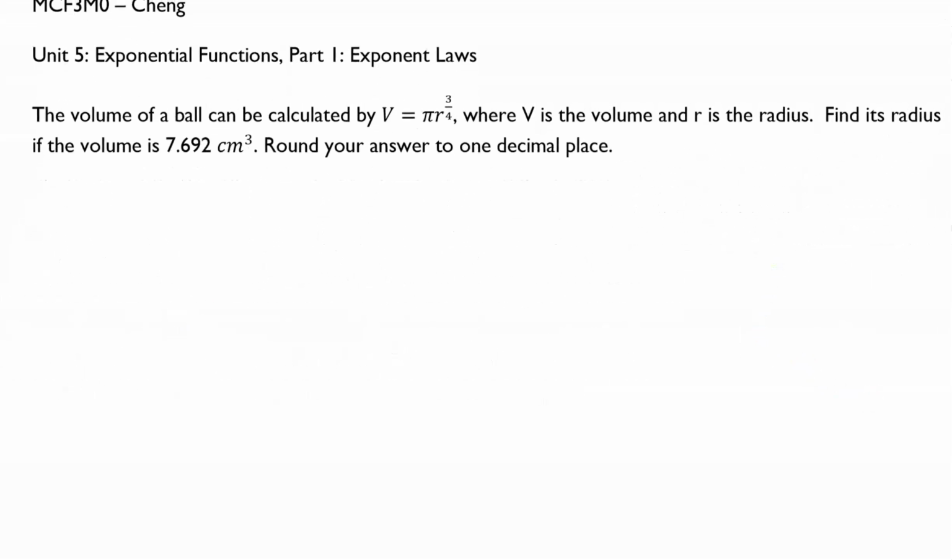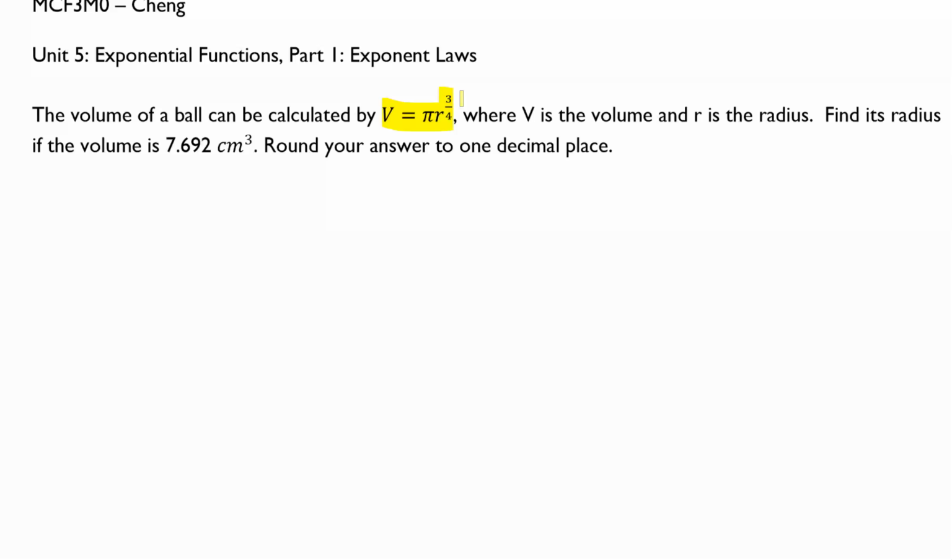All right. The volume of a ball can be calculated by V = πr^(3/4), where V is the volume and r is the radius. Find the radius if the volume is 7.692 centimeters cubed, and round your answer to 1 decimal place.